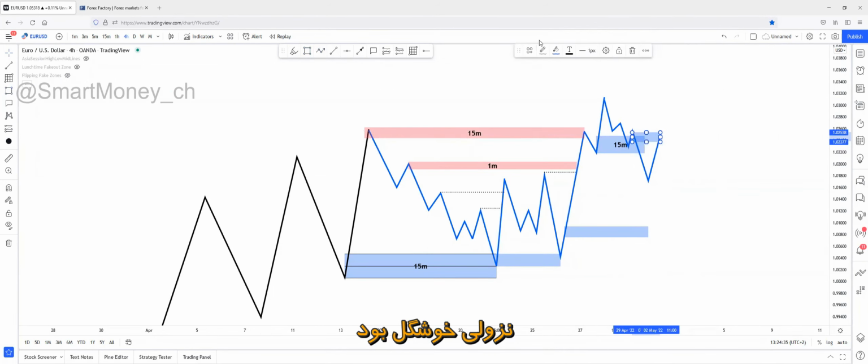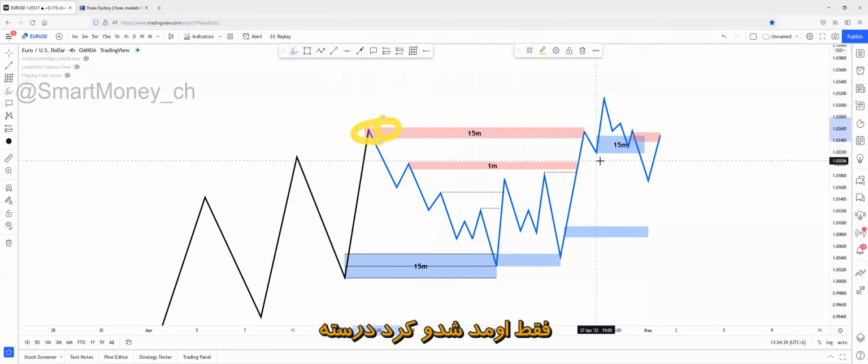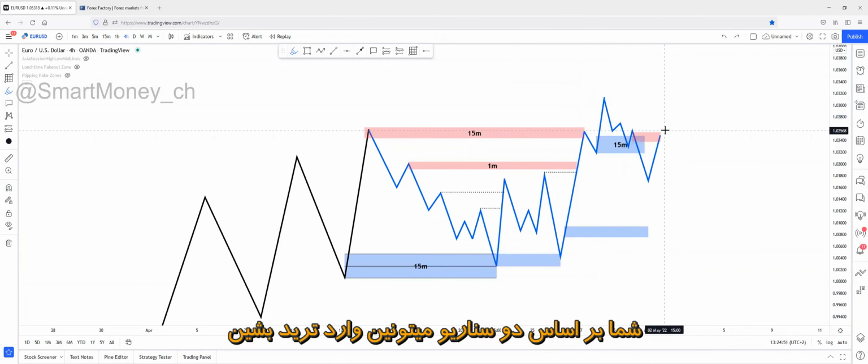And this is a continuation to the downside, because price couldn't break above this 15-minute POI right here with body closure. It only broke above with a weak closure, right? So it isn't a break of structure to the downside. So you can't break the last recent 15-minute zone. If this happens, then you'll be able to enter in a trade based on two scenarios.